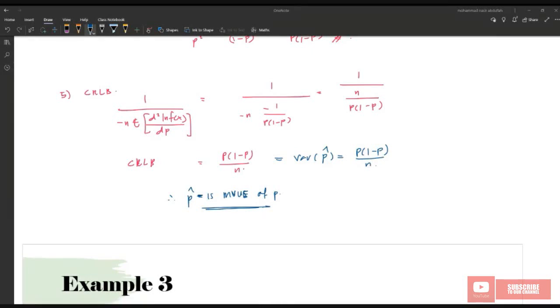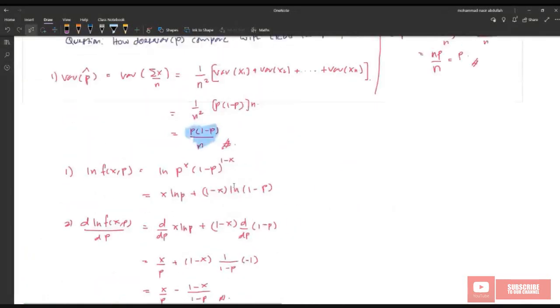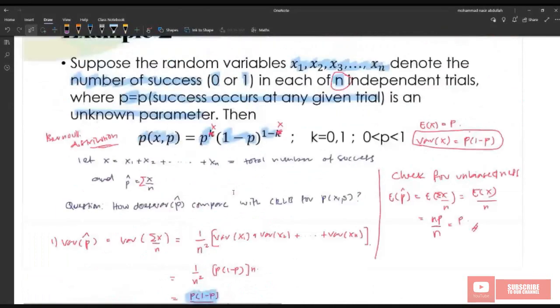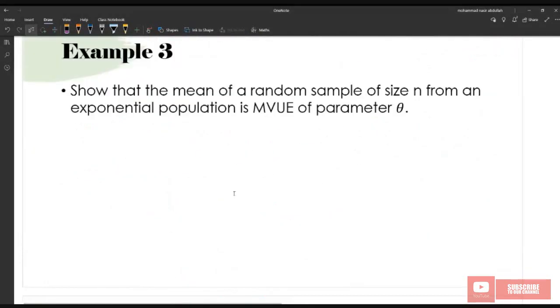All right. So this is going to be very long working. All right. So let's look at another example, so then we can understand the flow of finding minimum variance unbiased estimator. Right. So now look at example number 3.